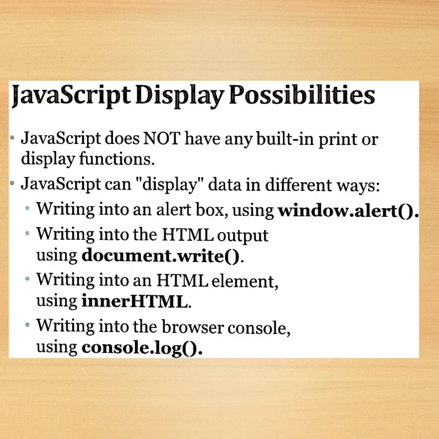Next we have JavaScript display possibilities. JavaScript does not have any built-in print or display functions. JavaScript can display data in different ways: writing into an alert box using window.alert, and writing into the HTML output using document.write. This is for output and this is for the alert box. Next, writing into an HTML element using innerHTML, and writing into the browser console, that is using the console.log function.